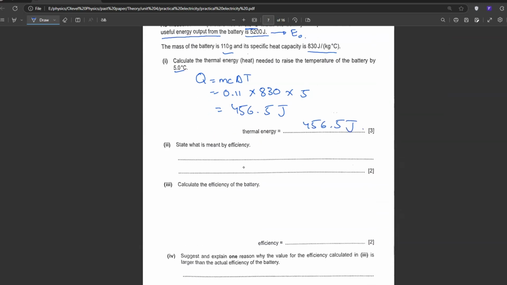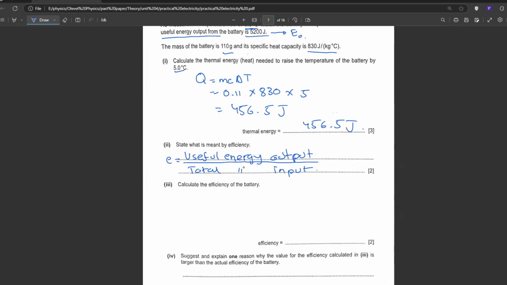State what is meant by efficiency. Efficiency is useful energy output divided by total energy input. Yes, you can write this ratio as well in the examination with this formula.